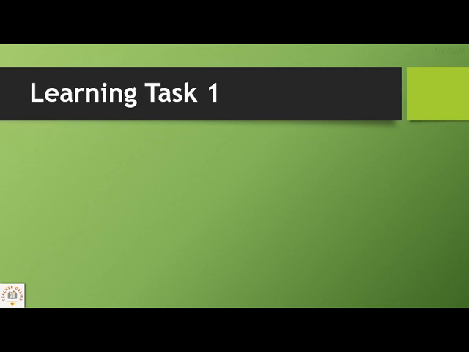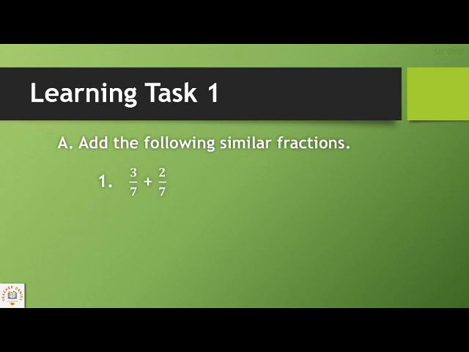So let's have learning task number 1. Add the following similar fractions. Number 1, 3 sevenths plus 2 sevenths. Very good. The answer is 5 sevenths. Just copy the common denominator, which is 7, then add the numerators. 3 plus 2 is 5. That's why the answer is 5 sevenths.